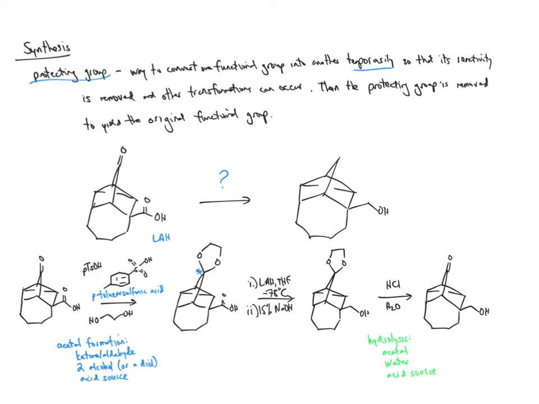Another use of acetal in synthesis is in the use of Grignard reagents in the presence of carbonyls or alcohols. So let's propose the following. So let's say we wanted to take that bromodiol and we want to convert it into the following structure. So we want to convert it into, let's say, this one.